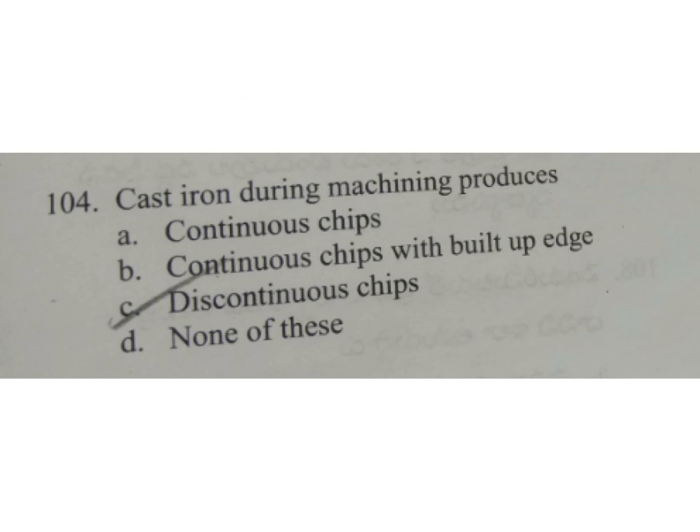Cast iron during machining produces: A, continuous chip; B, continuous chips with built-up edge; C, discontinuous chip; D, none of these. Cast iron is a brittle material. Continuous chip is for ductile material, so not possible. Continuous chip with built-up edge is also for ductile material, so B is also not possible. Brittle material gives discontinuous chips. Cast iron is a brittle material, so discontinuous chips are formed during machining of cast iron.